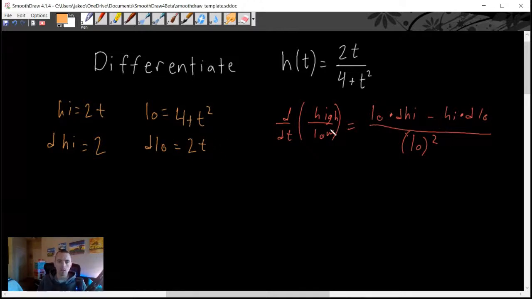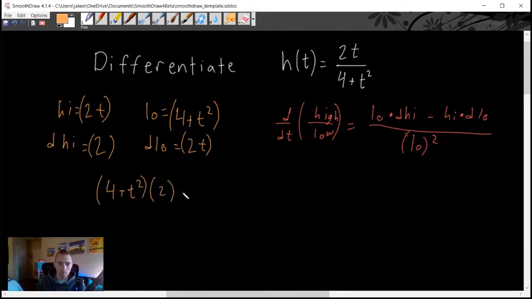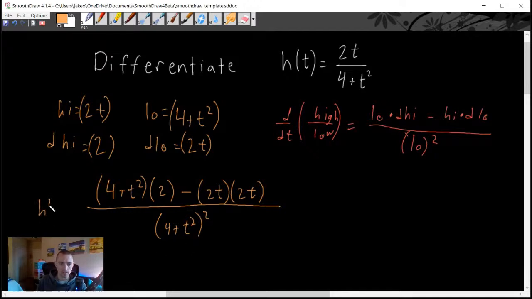Okay, then we can use this formula. Low d high, so low. And again, make sure you put parentheses around these. You don't want to forget that, because when you start plugging this into the formula, if you don't have your parentheses properly applied and you don't distribute terms across these different terms, you're going to end up with the wrong derivative. So low d high gives us 4 plus t squared in parentheses times d high, 2, minus high d low, so minus 2t times 2t, all over low squared. So all over 4 plus t squared, squared. Okay, so this is h prime of t now, because we started with h of t.